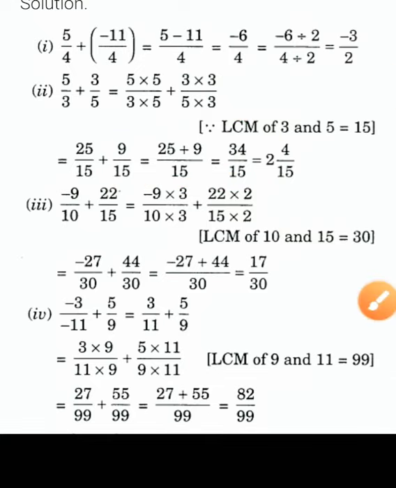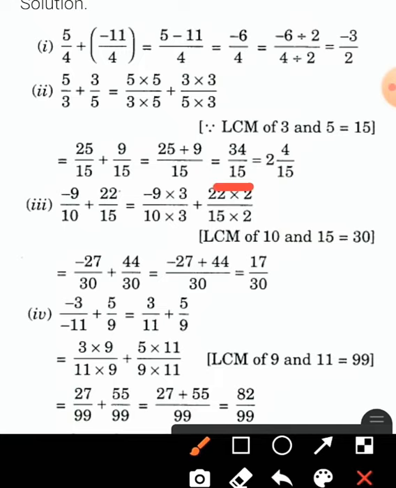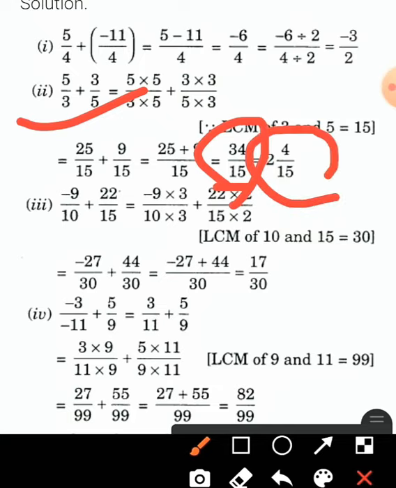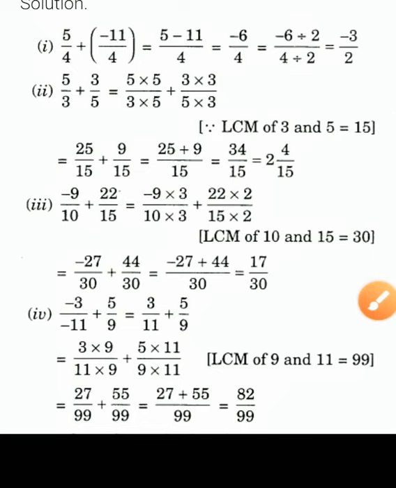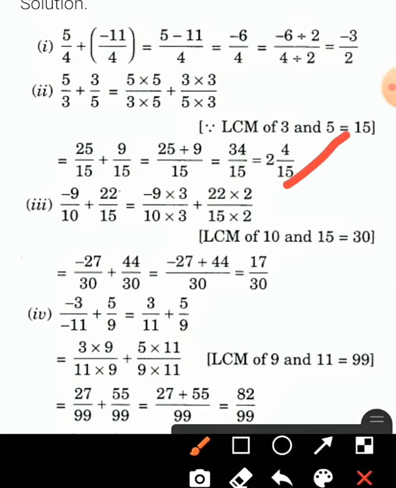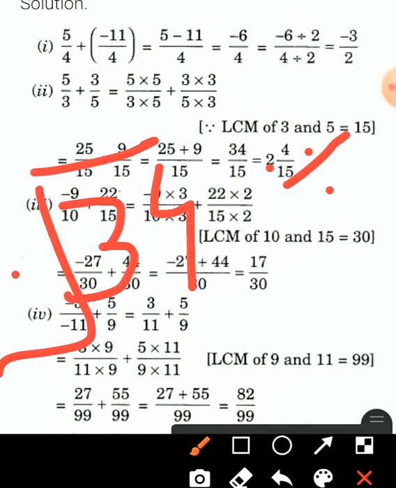If you stop here at 34 upon 15, then also it is correct. 34 upon 15 is your final answer. Or if you wish, you can divide it and you will get the answer in mixed fraction. Mixed fraction mein aapko answer milega. If you divide 34 by 15, you will get this answer: 2 integer 4 upon 15. 34 ko 15 se aap divide karoge, so aapko ye answer milega.